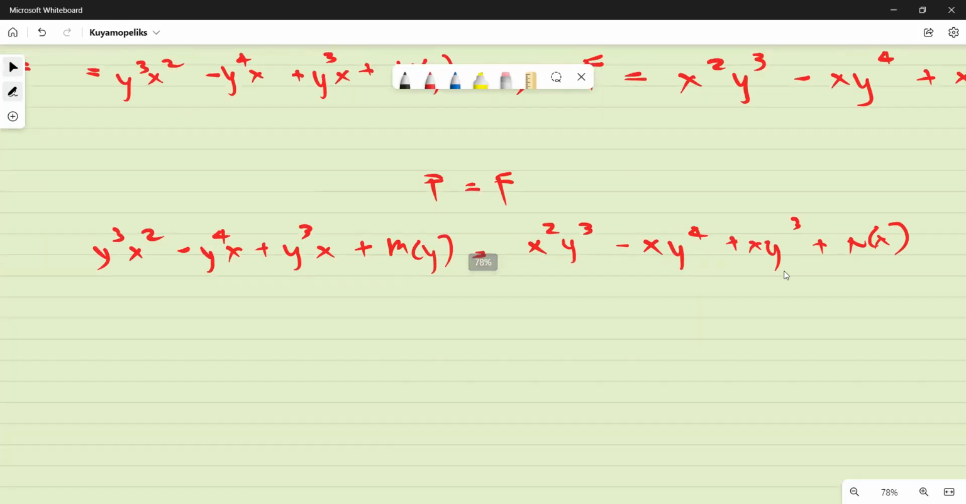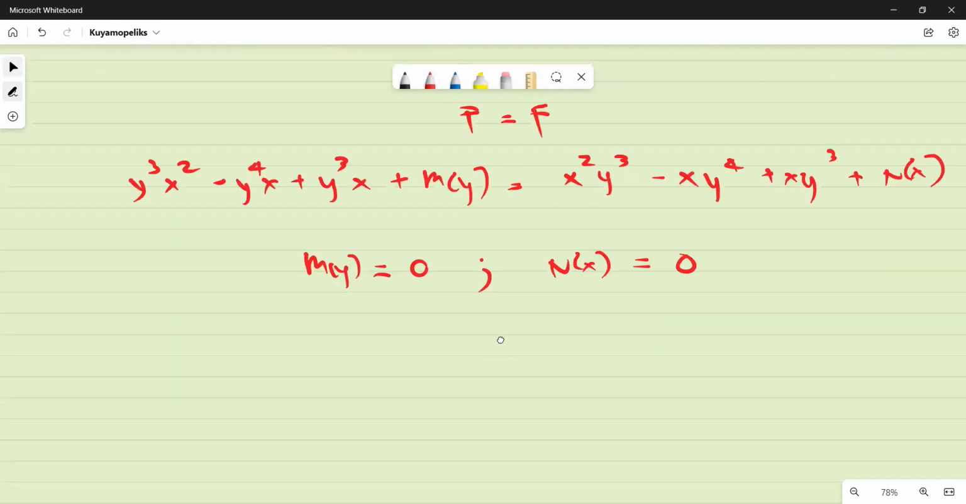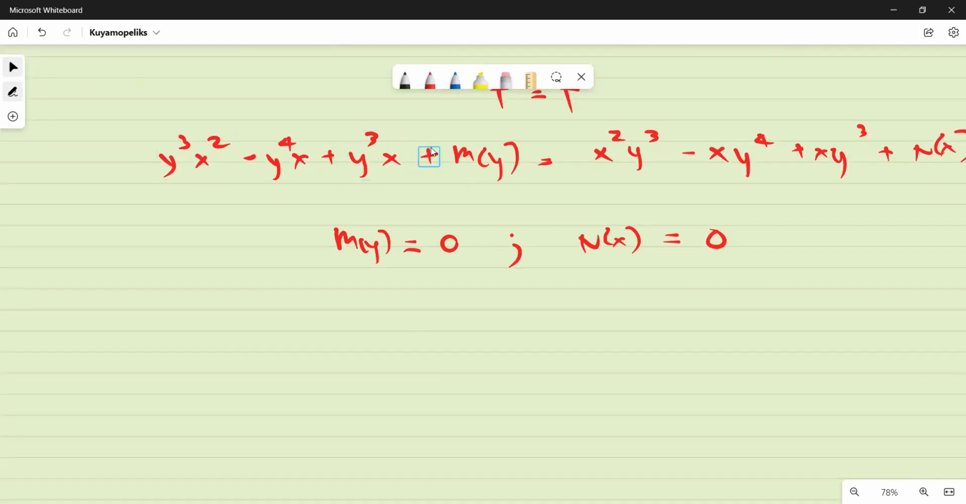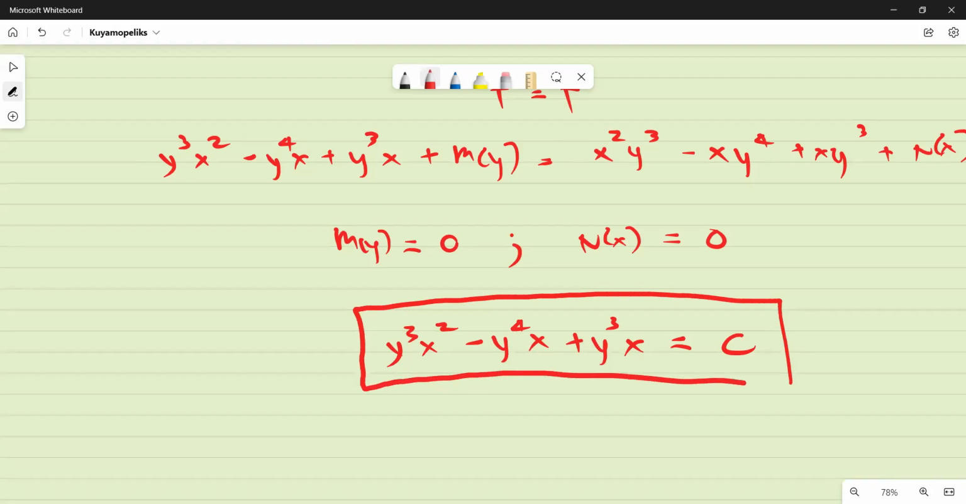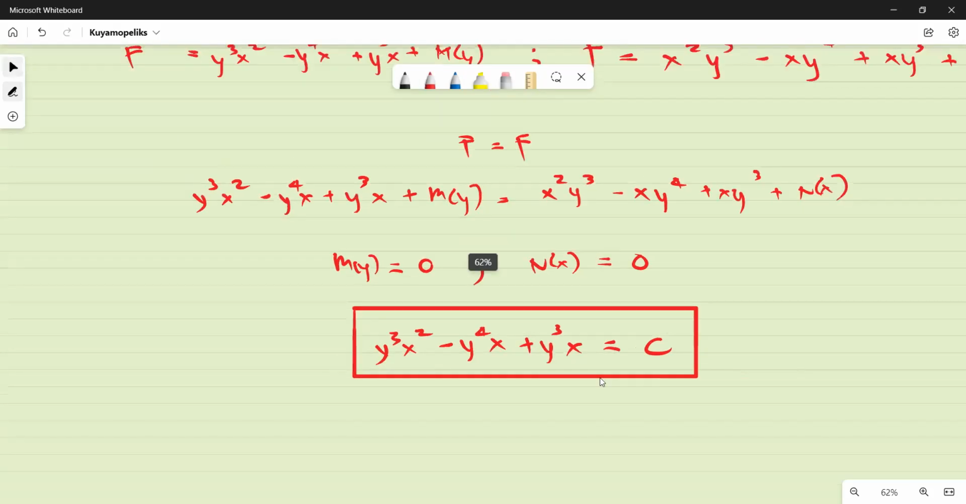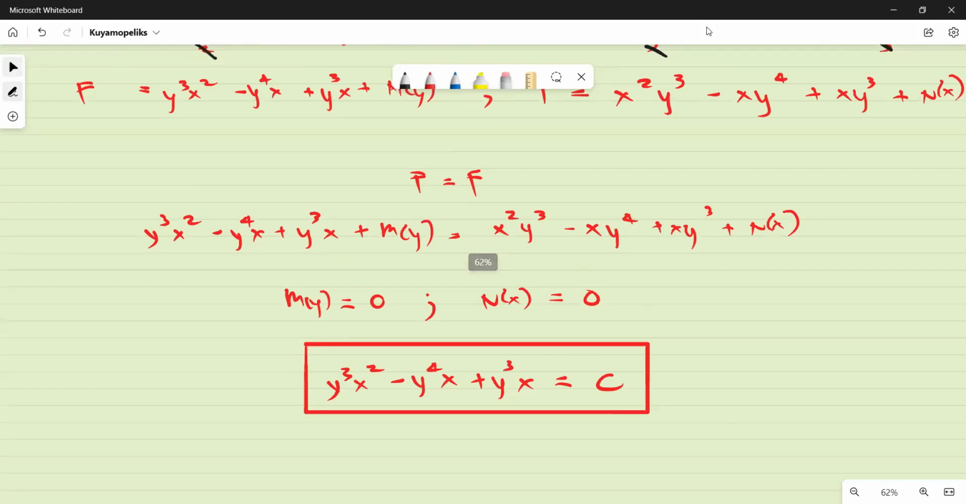And using similar equations, no? May pure y ba dito sa right side? So definitely, wala kang makikitang pure y. Definitely, our m of y is 0. And may makikita ka bang pure x dito sa right side? And since wala tayo rin makita dyan, that is 0. So therefore, our final answer can be written as this, equal to 0 naman to. No? So therefore, y cubed x squared minus y to the fourth x plus y cubed x is equal to c is our general solution to the said differential equation.